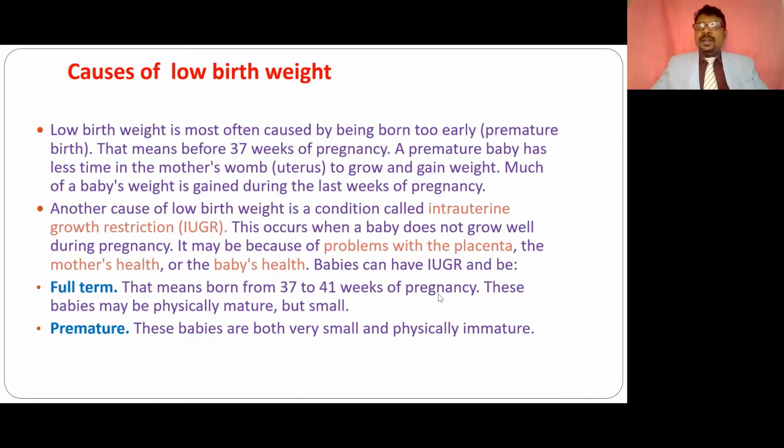So that is normal. They may deliver after 37 weeks, so most probably the baby is going to get a normal birth weight. But before that, one may get a low birth weight. Premature babies are both very small physically and also immature, because the last 2 or 3 weeks are very important for gaining weight. So these are the causative factors for low birth weight.